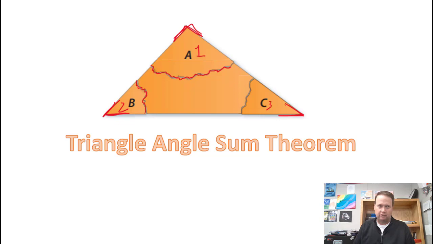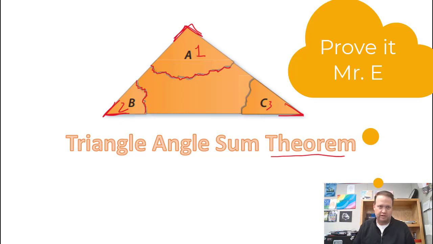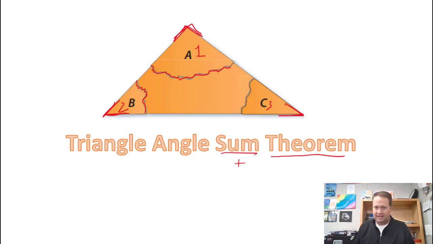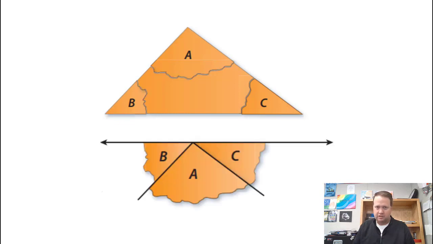We're going to take those three angles, and lo and behold, a theorem is an idea that we have to prove. And so guess what we're going to prove? We're going to prove something about the triangle angle sum. Angle sum means we're going to add them up, and there are three angles, so we're going to add up three angles and take a look at what happens.